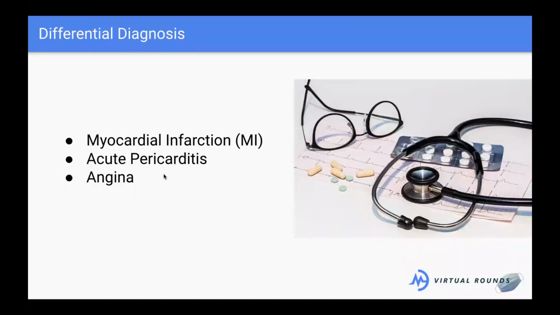So these are the things that I had on my differential. I had an MI, pericarditis is what I mentioned before. The pericardium, again, is that sac that the heart sits in. That sac itself might have become inflamed. And angina just kind of means exertional chest pain, which can cause, you can get an MI if he had exertional angina before and now he's got an MI.